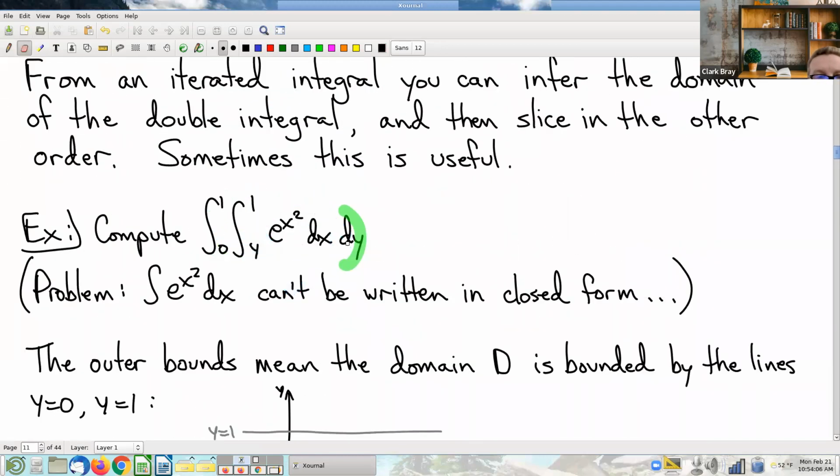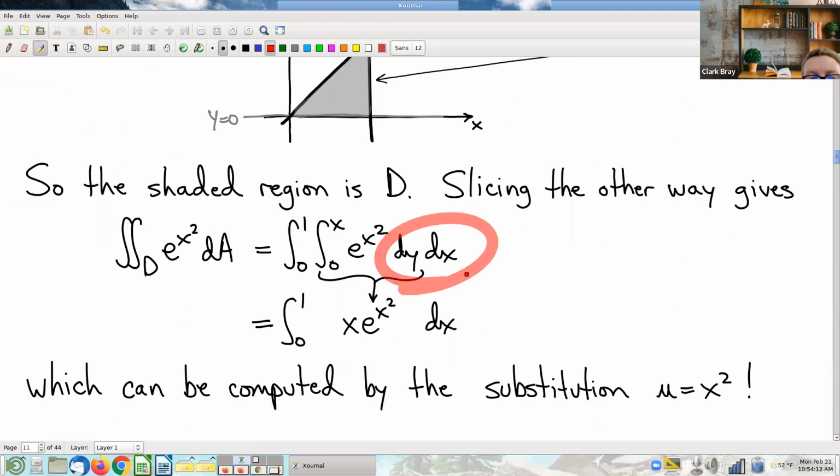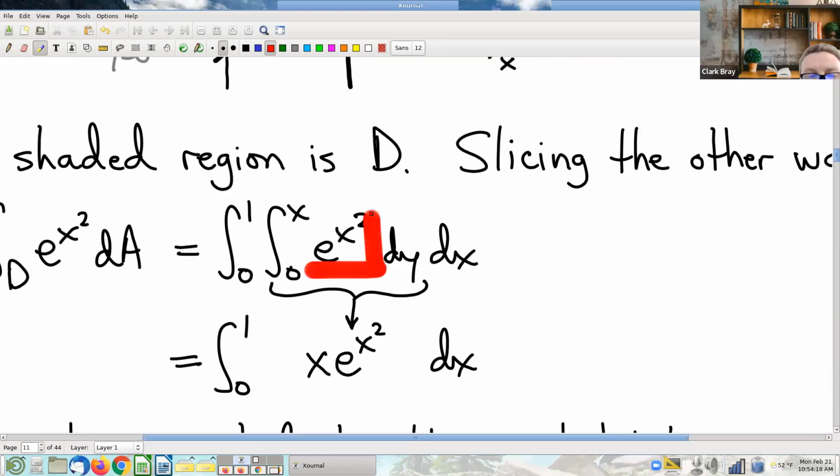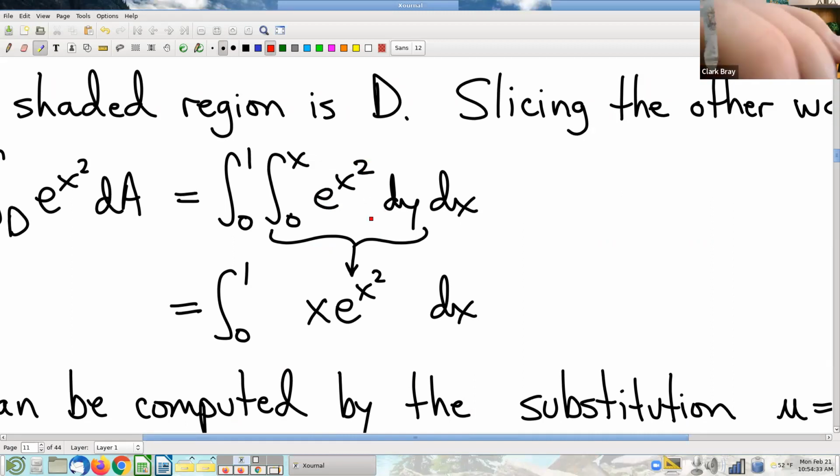Notice we started with dx dy. We have ended with dy dx. And now you can look at this integral and say, well, you've got all the same problems because you still have e to the x squared in there, and we still don't know how to take an antiderivative of e to the x squared. Not true. We don't know how to take the antiderivative of e to the x squared with respect to x. With respect to y is easy, right?